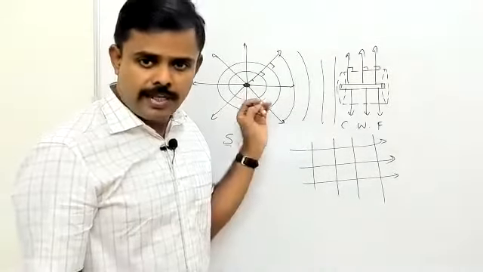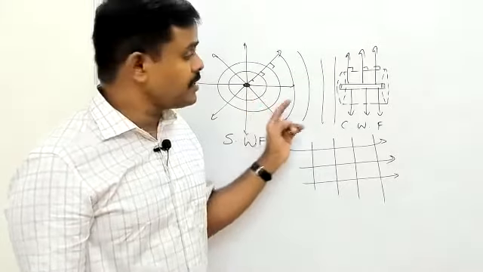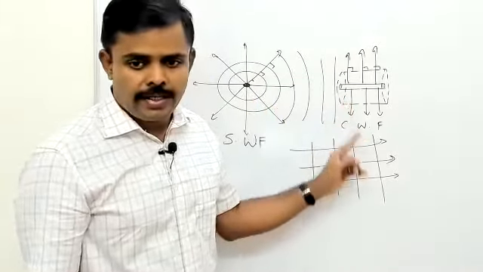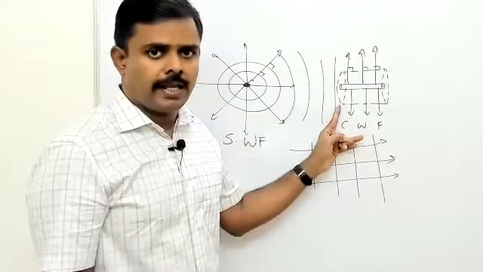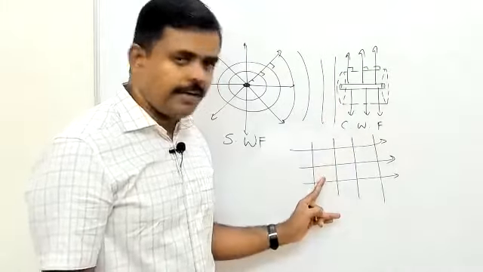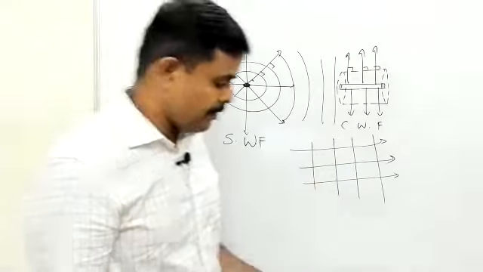First one is the spherical wavefront, for a point source of light. Second one is the cylindrical wavefront, for a linear source of light. Both the spherical wavefront and the cylindrical wavefront become a plane wavefront at infinity. When they go to infinity, they become plane wavefronts.